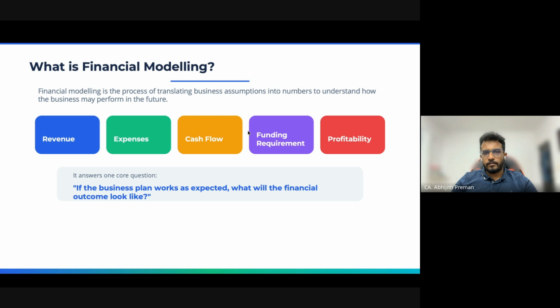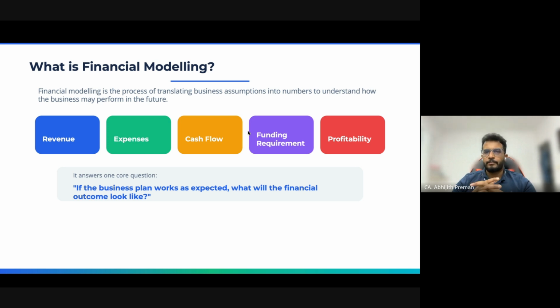The key elements of financial modeling are revenue, expenses, cash flow, funding requirement, and profitability. There are a few other elements to financial modeling; we can even include valuation and all those things as well, but I'm not touching upon those areas. Like I've said, this is a basic session, so we are trying to understand the core elements and how we create a financial model. These are the main five elements of a financial model.